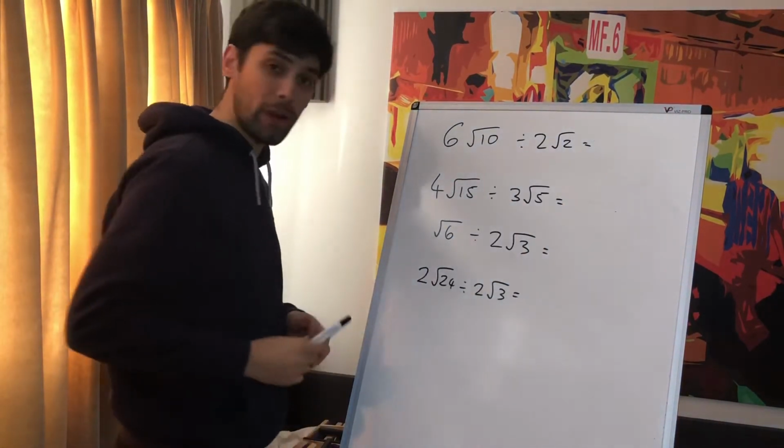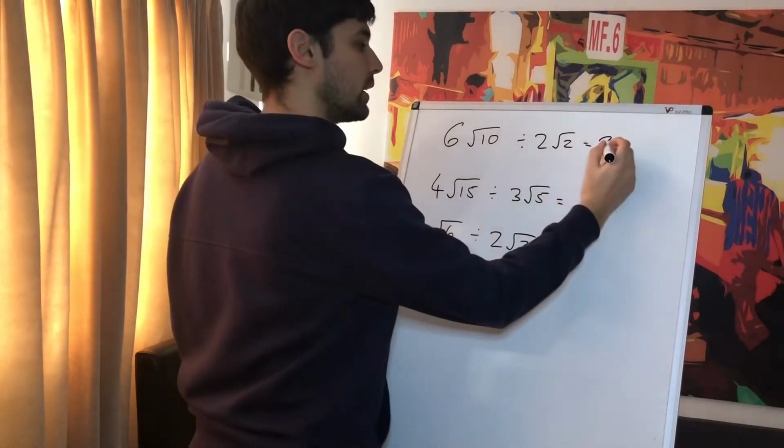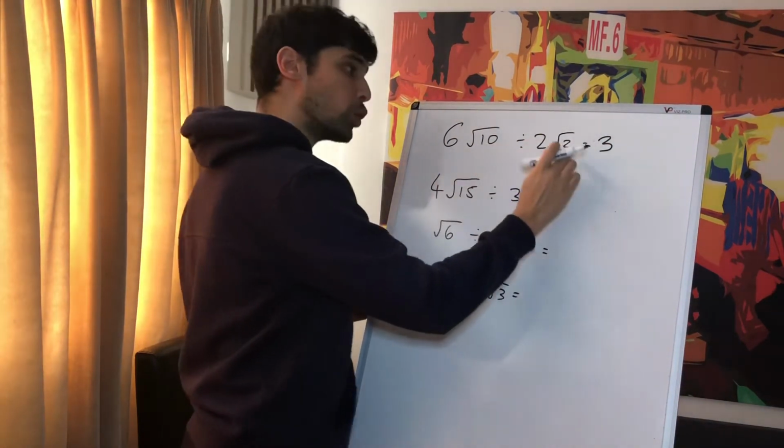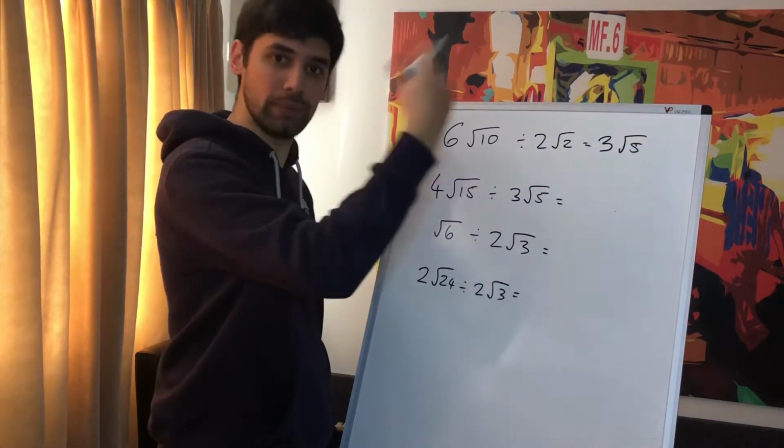Division of surds. Remember, again, numbers go with numbers, surds go with surds. 6 divided by 2 is 3. Root 10 divided by root 2 is root 5. So it's the same sum, 10 divided by 2, just in a square root.